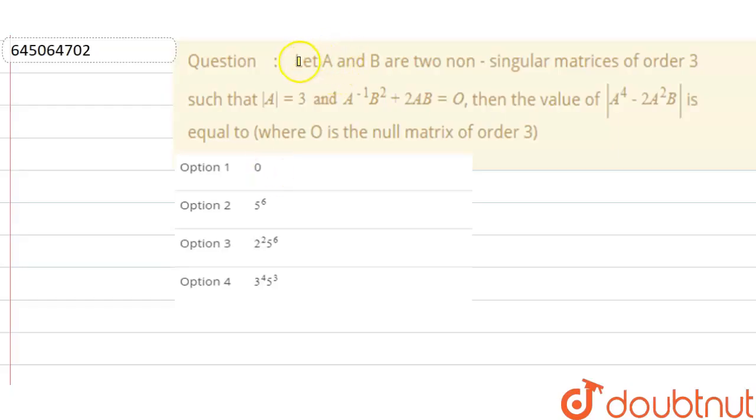Hello everyone. So our question is, let A be a non-singular matrix of order 3 such that determinant of A is equal to 3 and A inverse B square plus 2AB is equal to 0. Then the value of determinant of A to the power 4 minus 2A square B is equal to, where O is the null matrix of order 3.